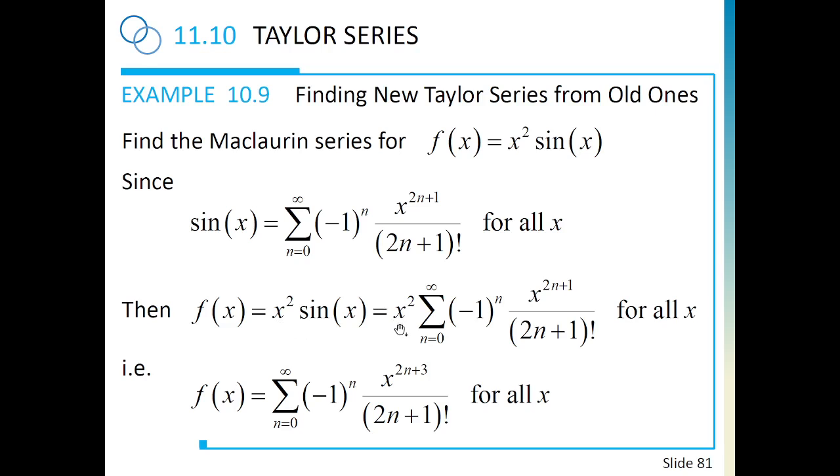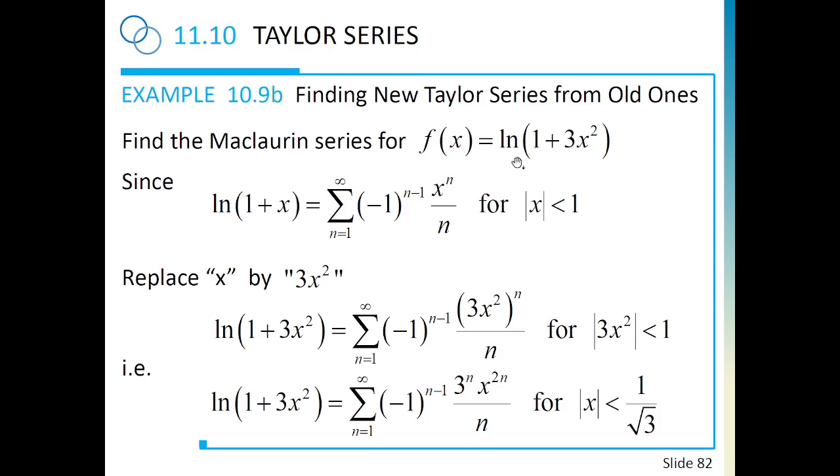So as a result, the power on x will increase by 2. So I have 2n plus 1 plus 2, so it's going to be 2n plus 3. So I have a new series for the function x squared sine x, and I obtain it with very little effort. And we know already that the radius of convergence remains the same. So those are some of the results that we already saw with power series that are true for the Taylor series, obviously.